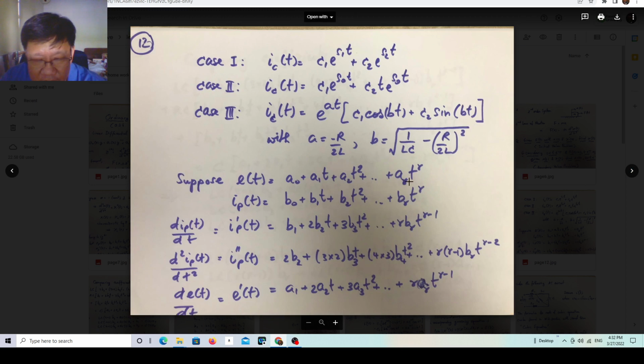Let's look here. For dE/dt, the right hand side becomes only order R minus 1. Let's look at I_p(t) over here. It is of order R, and you need to find the general form for the first order and second order derivatives. This is basic calculus. Just substitute: for the first order, b0 vanishes, and for the term b1 t, the derivative with respect to t becomes b sub 1. This one becomes 2 times b sub 2, and so on up to R times b sub R.